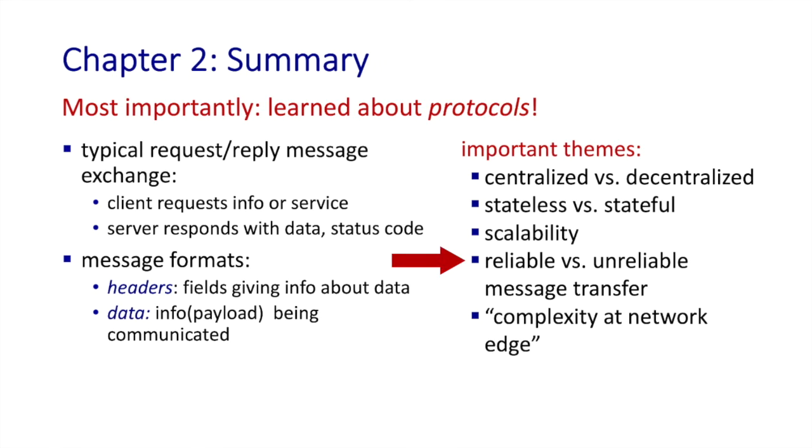Does an application always require reliable data transfer, or will unreliable message transfer actually suffice? And finally, we saw in a number of cases the notion of pushing complexity to the network edge, to the hosts at the edge of the network, and not in the routers and the switches deep within the network. And that really does wrap up our discussion of the application layer. Next, we're headed down to the transport layer. I think you're going to enjoy that.